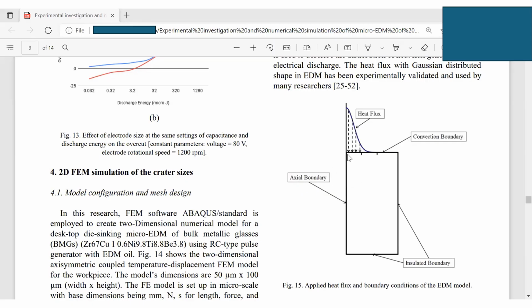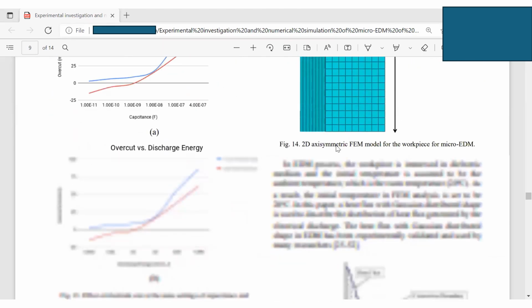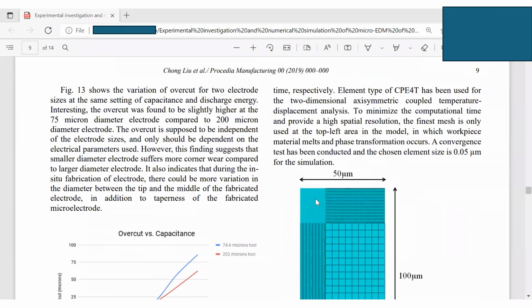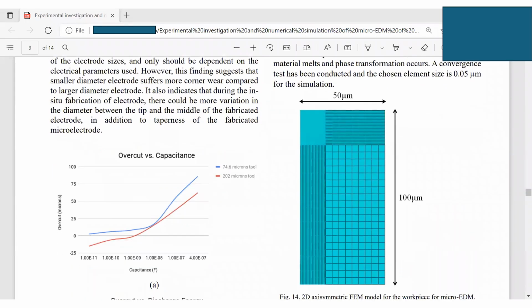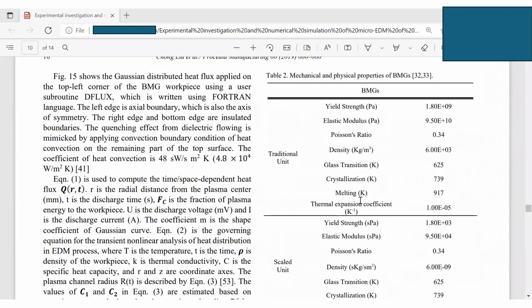So this is the axial boundary. So these two boundaries, two edges, we use insulated boundary. So here is a convection boundary. Why is the convection boundary here? Because this is a fluid here, the dielectric fluid. And so we have convection boundary here. So this is a model. And because we are going to focus on this area, we use a much finer mesh here than other regions. So the total length is 50 micrometers, and the height is 100 micrometers.